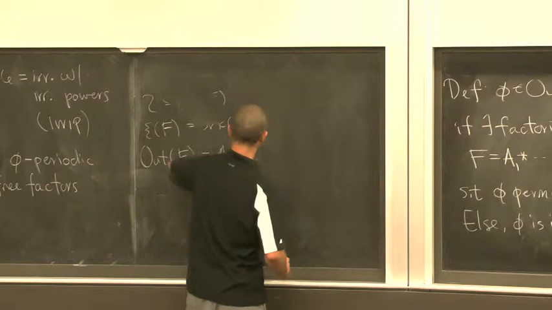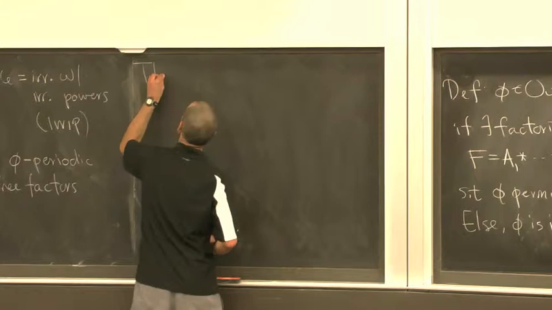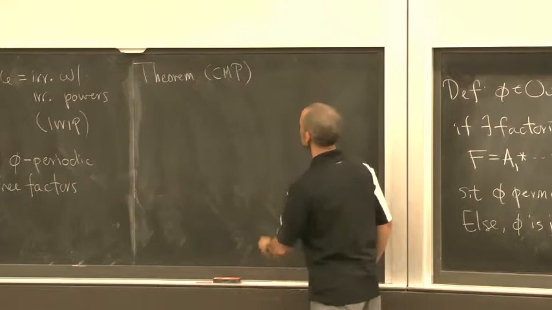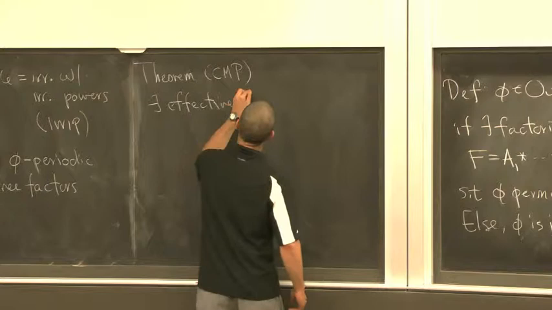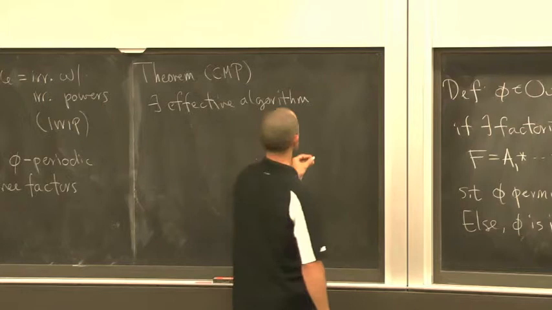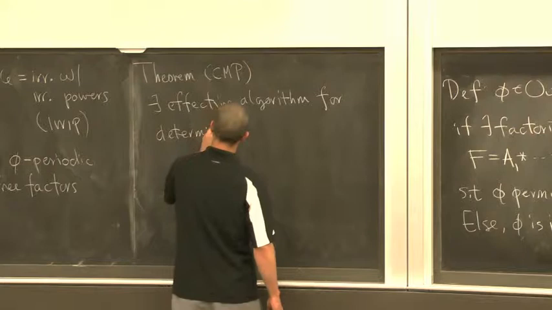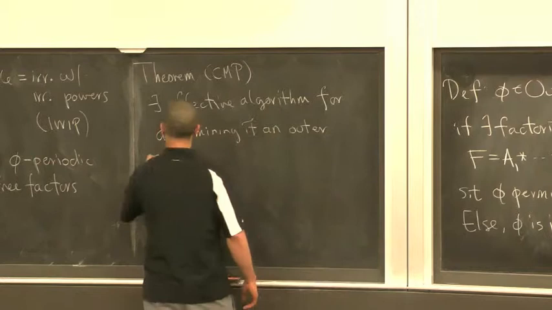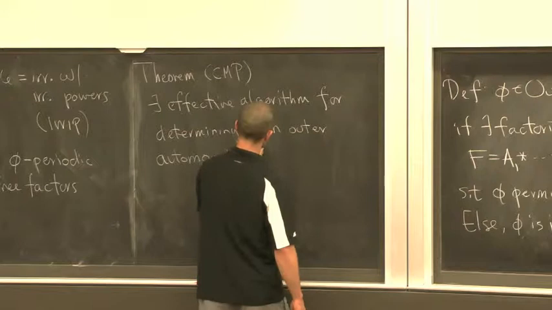So our theorem then is that there exists an effective algorithm for determining if an outer automorphism is fully irreducible.